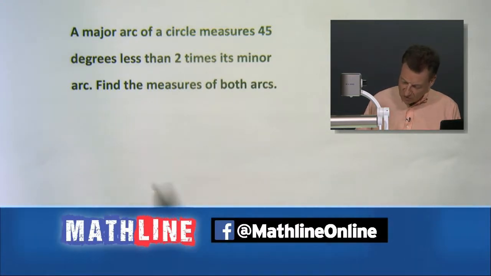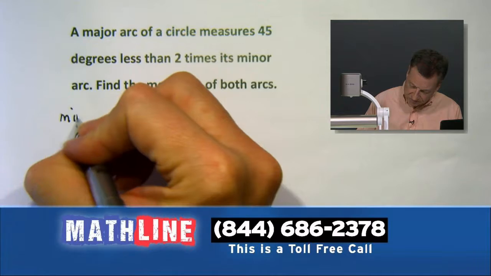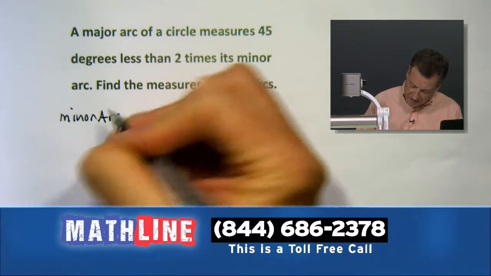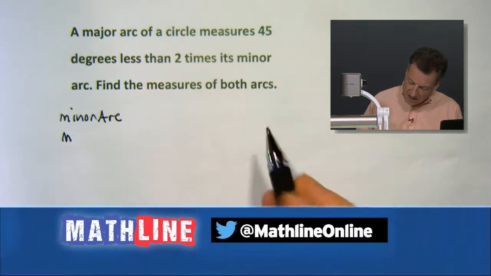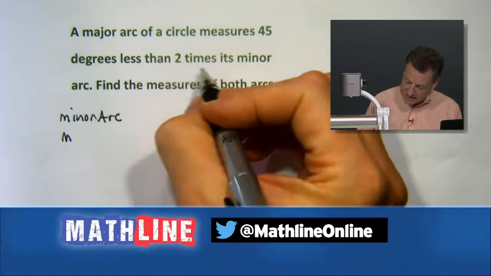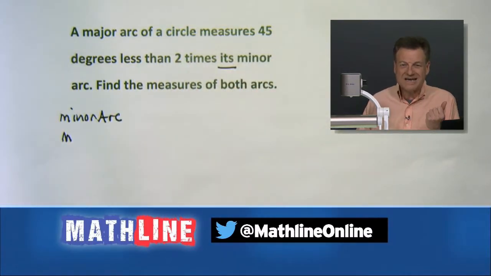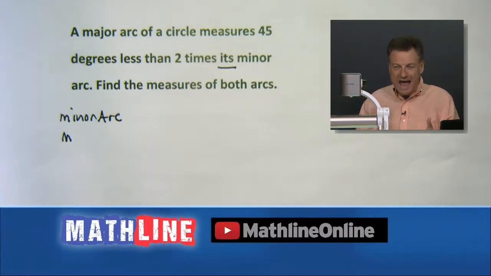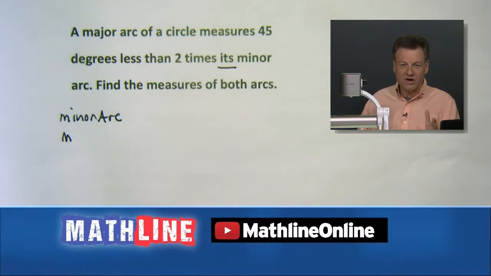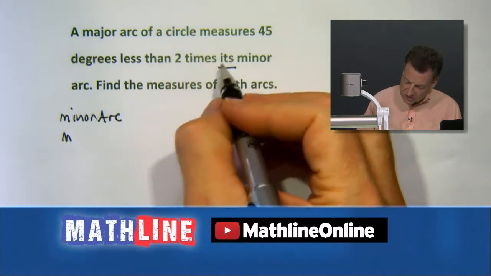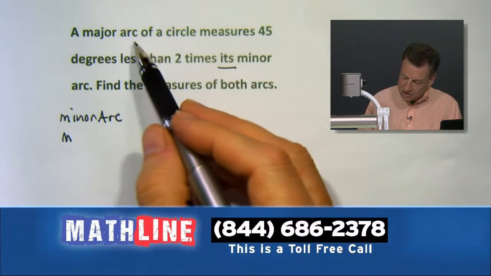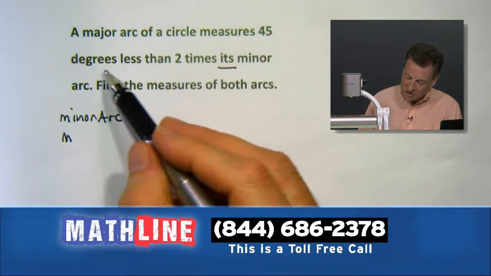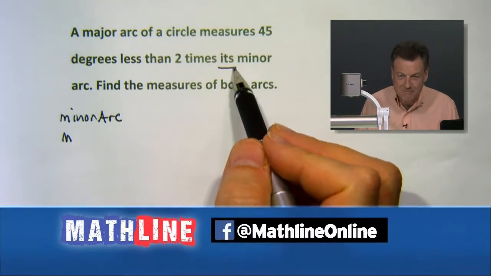So first of all, we have a minor arc representation, and we have its. What is that thing about? It means these two are connected. This minor arc and this major arc belong to each other. They make the whole circle happen, all right? It's not just any minor or any major. They belong to each other because of the word its. So it says a major arc measures 45 degrees less than 2 times its minor arc.